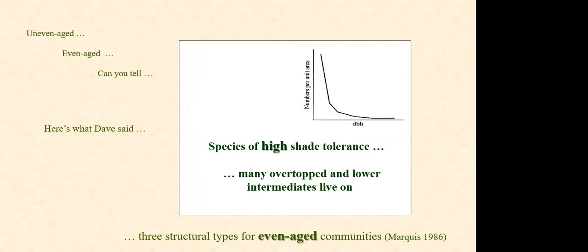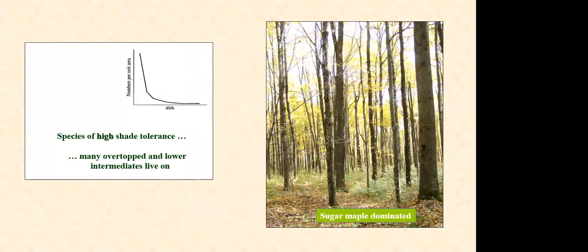This kind of classic reverse J distribution you find in species with high shade tolerance, where many of the overtopped and the lower intermediate trees live on for long periods of time, well into the mid-rotation ages. So sugar maple dominated stands would have that kind of a diameter distribution for small, medium, and large size trees, and so would other shade-tolerant species like red spruce.